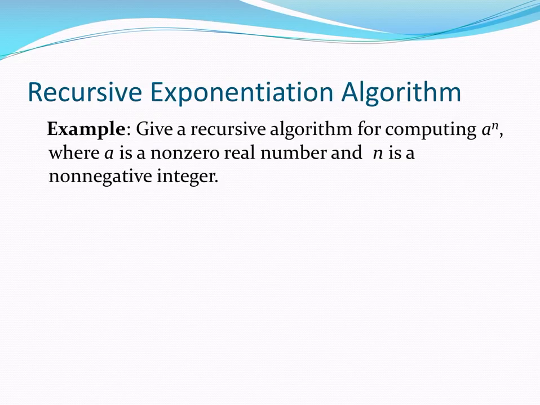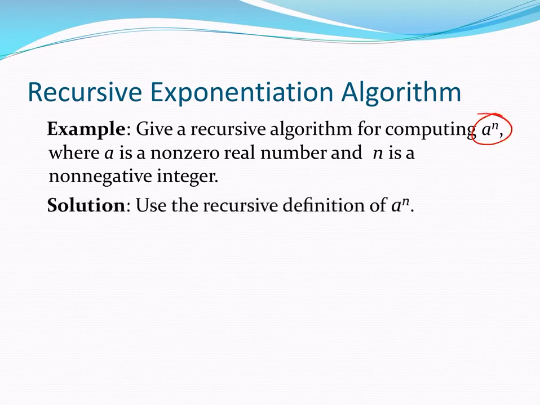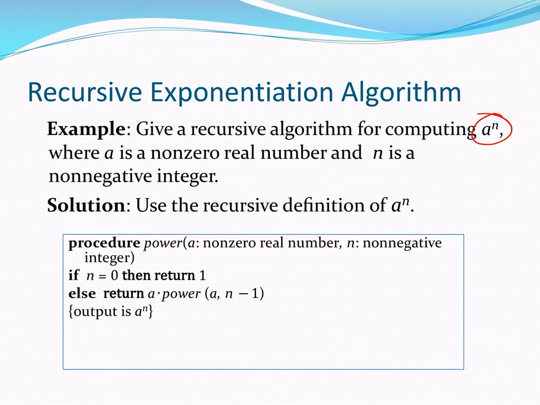All right, let's look at this exponentiation algorithm. It's recursive. We want to compute a to the n. We'll use the recursive definition of a to the n. You can find that in chapter 2 as well. But it's pretty straightforward because here it is. We're going to call a procedure called power. The inputs are going to be a, and n, the power you want a raised to.